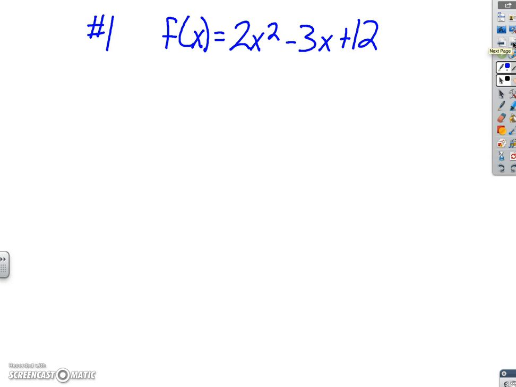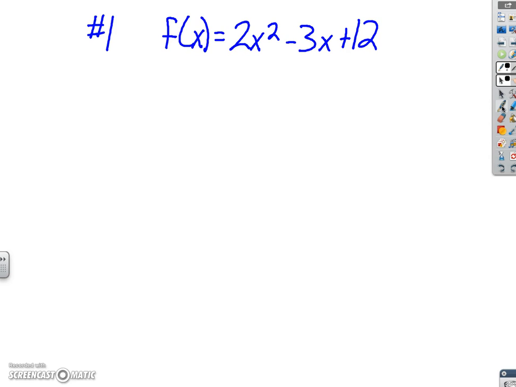So we've got f of x equals 2x squared minus 3x plus 12. When we look at this one, first of all, we need to see: is it in one of the forms that we've looked at? You've got to remember the forms we've examined up to this point. We've looked at standard form, we've looked at intercept form, and another name for intercept form, of course, is factored form. And then of course we've looked at vertex form.